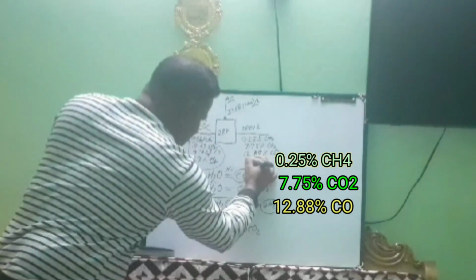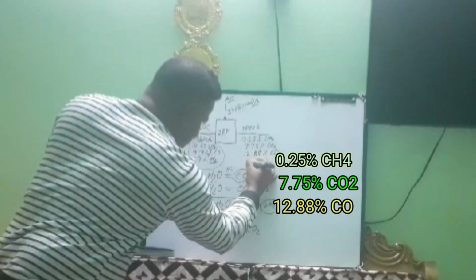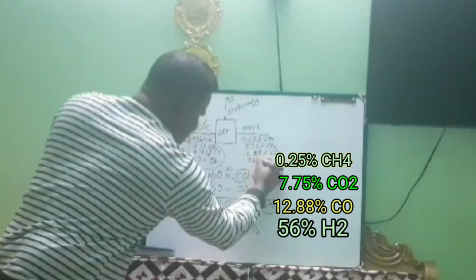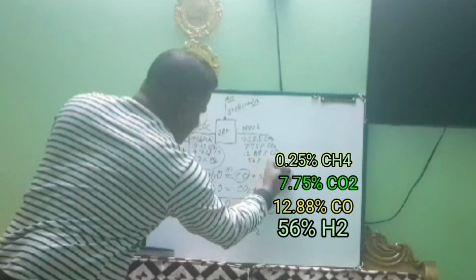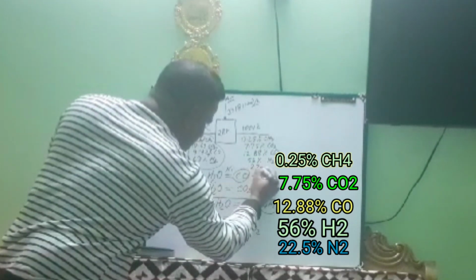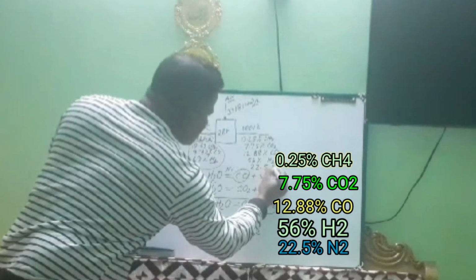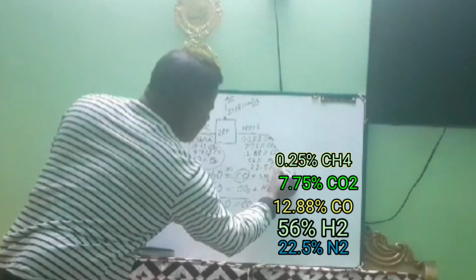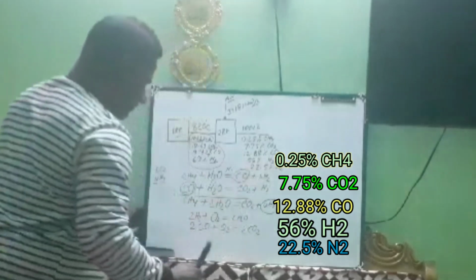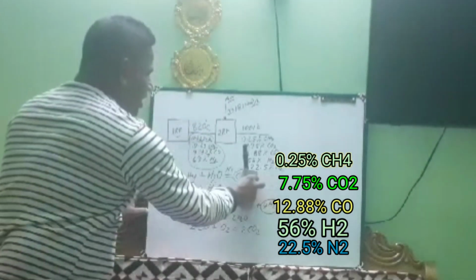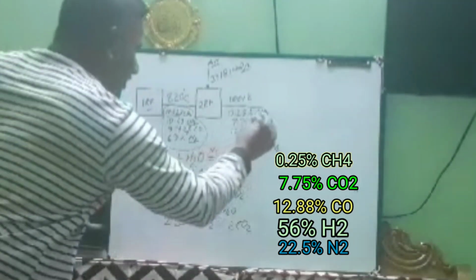So we already get methane, carbon dioxide, carbon monoxide, and hydrogen is also required. At the secondary reformer outlet, 56% hydrogen will be available. The last one is nitrogen. The nitrogen present at the outlet of the secondary reformer is 22.5%. This product will go to the waste heat boiler.